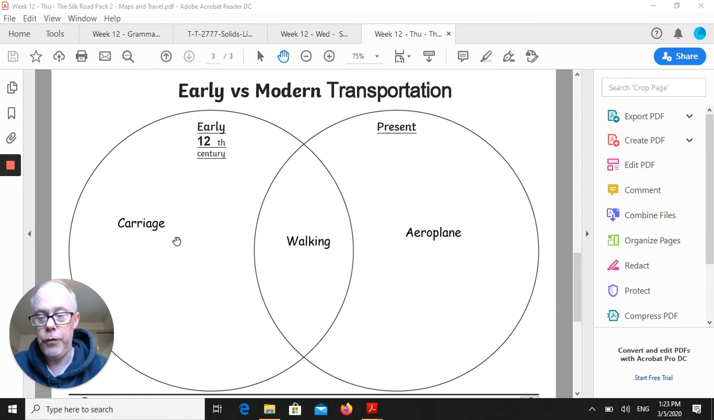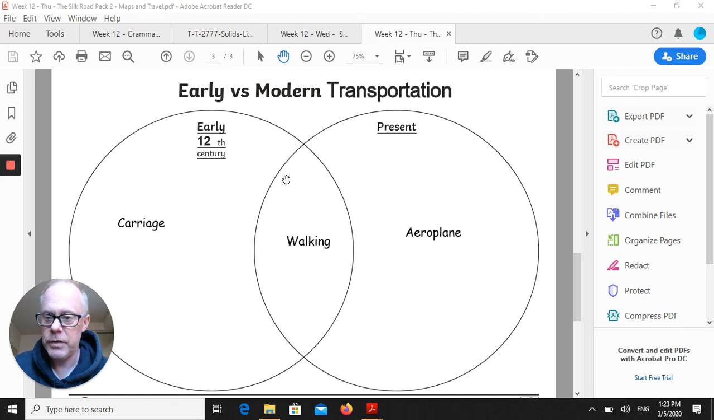I've listed a few examples there already, as you can see. So under the 12th century, I wrote carriage. Yeah, I know we use carriages these days, but not very often. Usually they're just for a bit of fun for tourists. So we're not really talking about something we use on a daily basis. So carriage is definitely an old form of transport. Present day, aeroplanes. Yes, we use them a lot these days, but back then they weren't even invented. So of course, in the present we have aeroplanes, but not in the past.